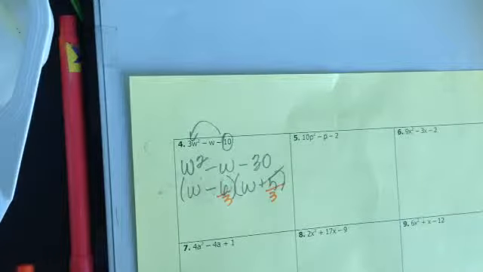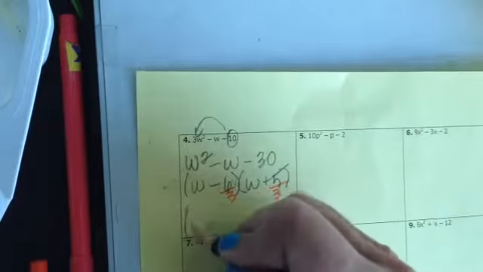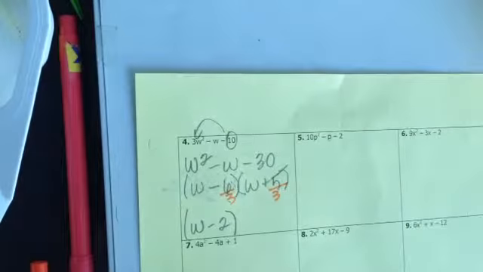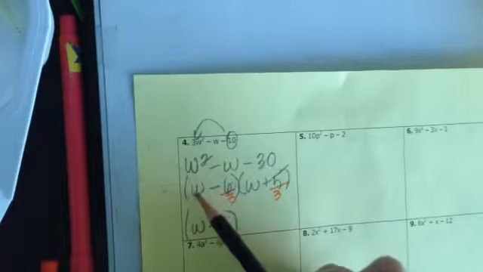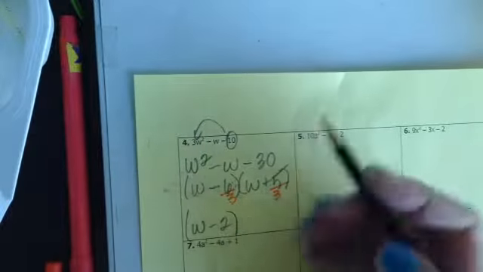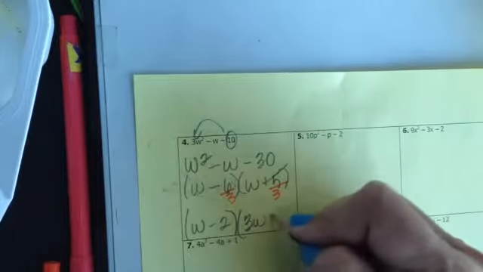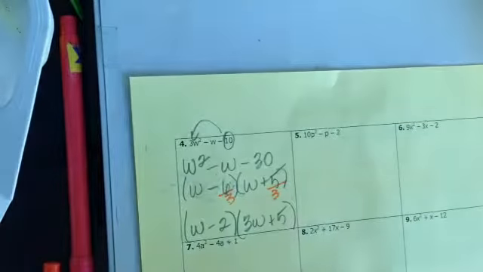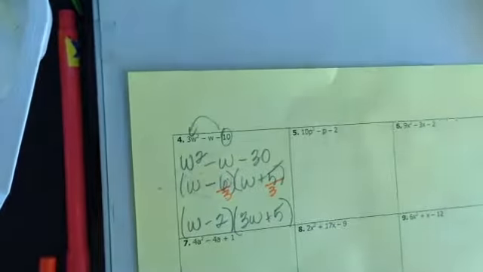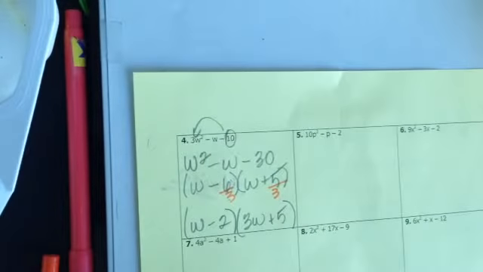And I'm going to reduce this as I write my answer. W minus 2. If it comes out to be an integer, I don't have to worry about having it as the coefficient of w. And then this would be 3w plus 5. Now, the only way this changes is if we can factor out a greatest common factor.